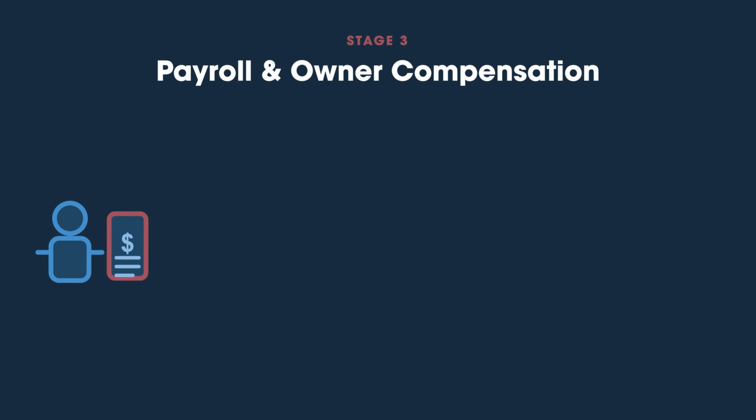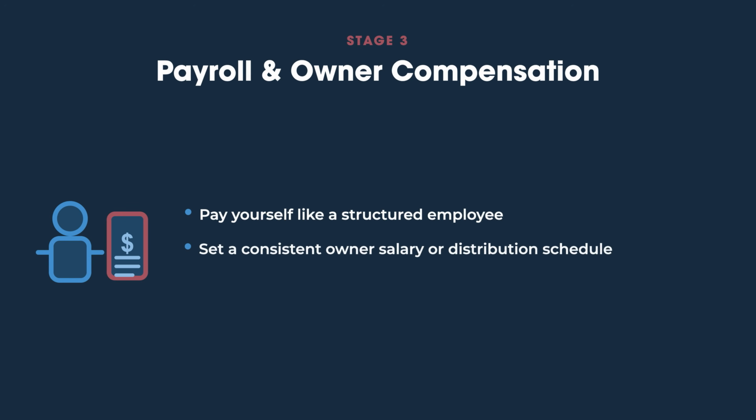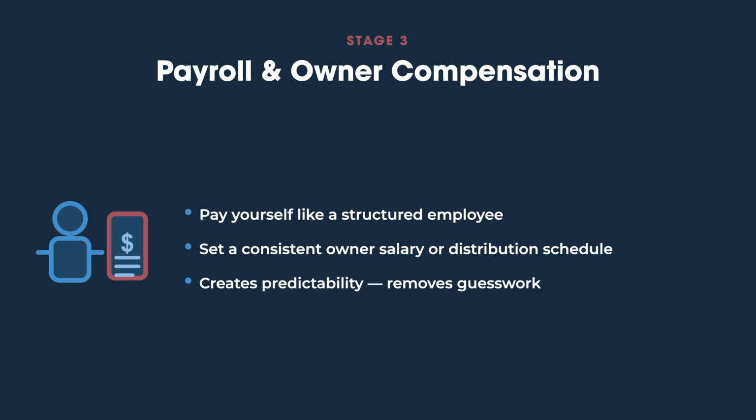Stage 3 is payroll and owner compensation. Once taxes are accounted for, the next step is paying yourself appropriately. Many business owners take money out randomly, depending on how the month went. A much cleaner system is to treat yourself like an employee. Set a consistent salary and pay yourself every other week or monthly, and create rules for when a distribution from the business should happen and how frequently. That creates predictability and removes guesswork from personal finances.